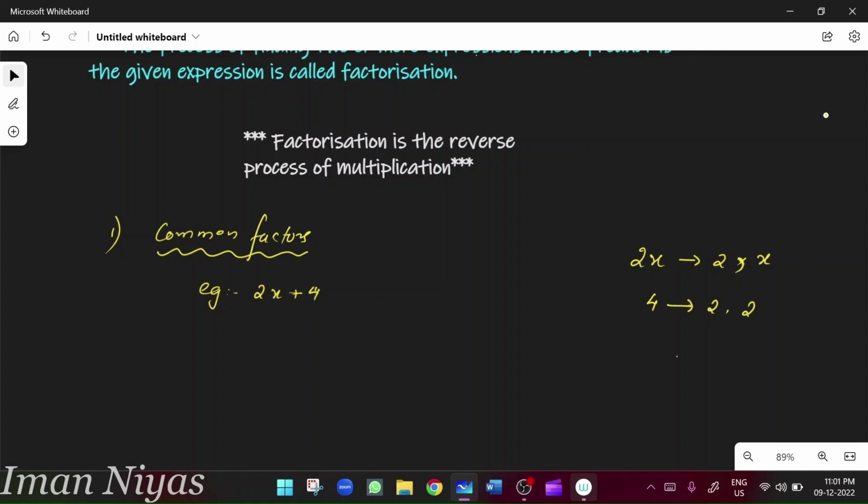So we can see here from these two, what is the HCF? 2, right? So we are taking that HCF out, or we can say the common factor 2 we are taking out. What is left over? That is x from the first term, and from the second term 4, we will get 2. So can we write it like this? The factors of this one are 2 outside the bracket, then x plus 2. Clear? Let's see another example.